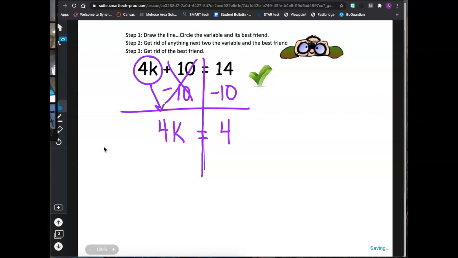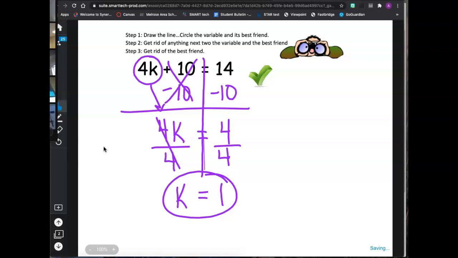Okay, now the variable wants to be by itself. So now we have to get rid of the best friend. Okay, the best friend has to go away. How am I going to get rid of that 4? Divide by 4. Divide by 4, right? This is what we were just doing like 10 minutes ago. So this is multiplying by 4. I'm going to divide each side by 4. Cross off the 4s on the left-hand side, so the variable is by itself. 4 divided by 4 is 1. So my answer is k equals 1.